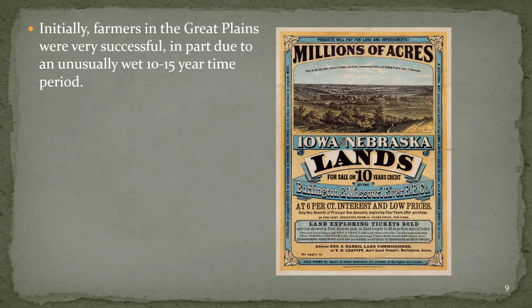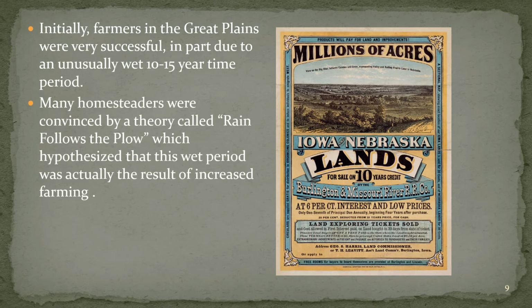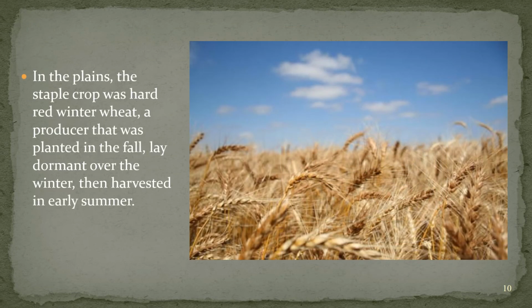Initially, farmers in the Great Plains were very successful, in part due to an unusually wet 10 to 15-year period. Many homesteaders were convinced by a theory called rain follows the plow, which hypothesized that this wet period was actually the result of increased plowing. All right, so they were coming up with their own environmental concepts. Hey, the more we plow, the more rain we get.